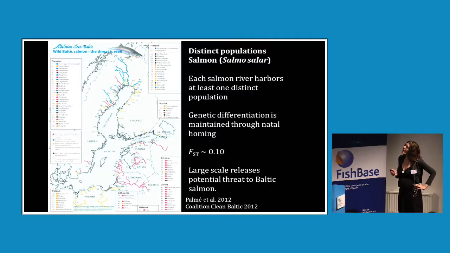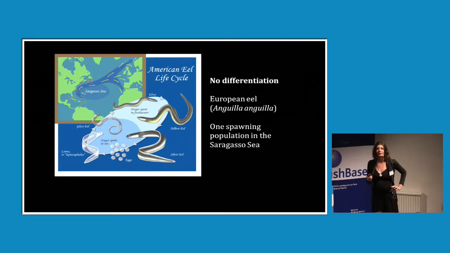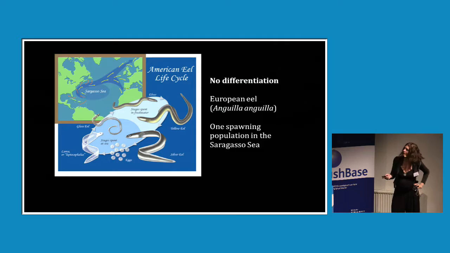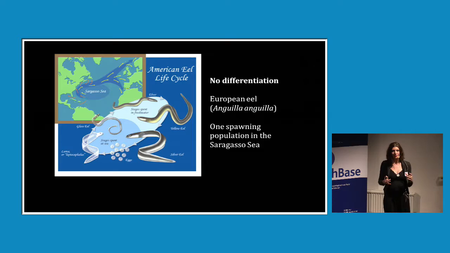I'm just going to briefly mention the eel because it's such a cool example. I haven't been studying eel at all, so not well on this. But as you probably know, all the eels in the world spawn in one single place. And I know it says American eel here, we're talking about European eel, but the systems are very similar.